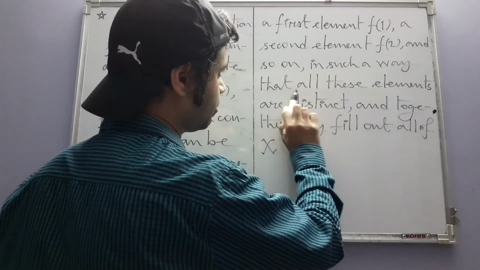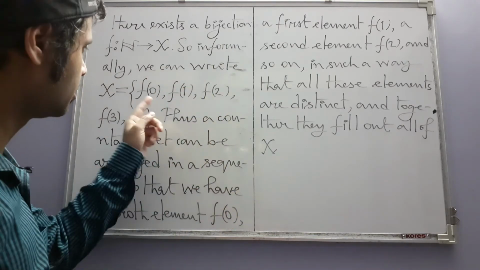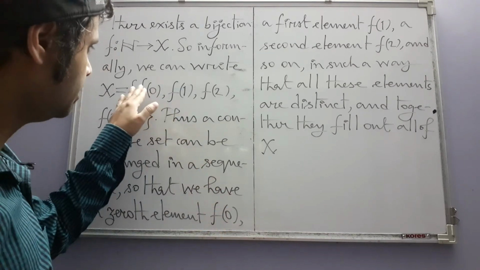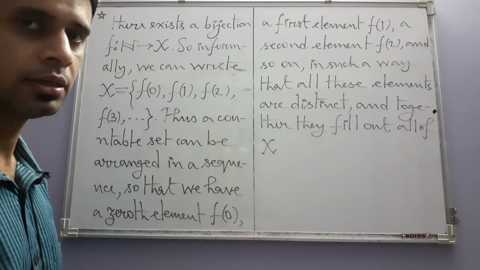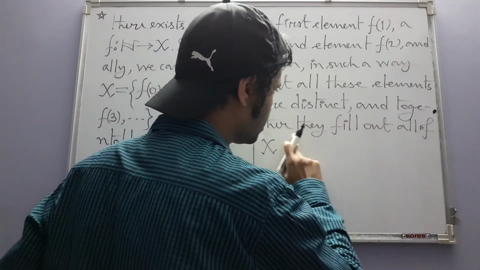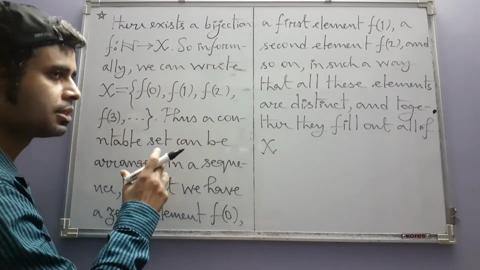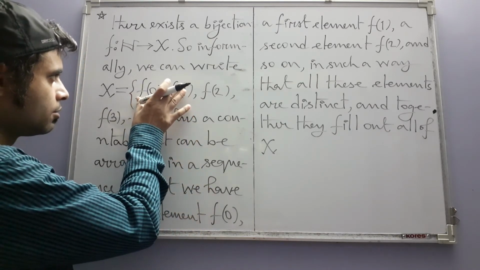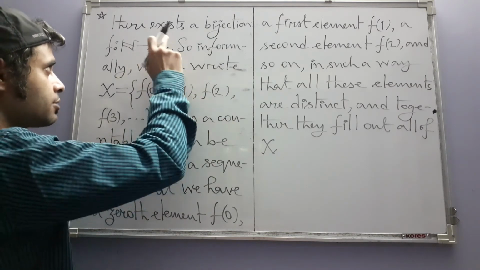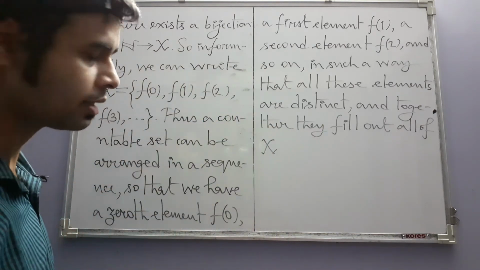In such a way that all these elements are distinct, this distinctness stems from the one-to-one nature of the function f. That's why the images are distinct when the inputs are distinct. That's where the distinctness is coming from. And together they fill out all of X. That stems from the onto nature of f. f is a surjective function. So whatever element in X you can think of, that is f of something. So in that sense they fill out all of X.